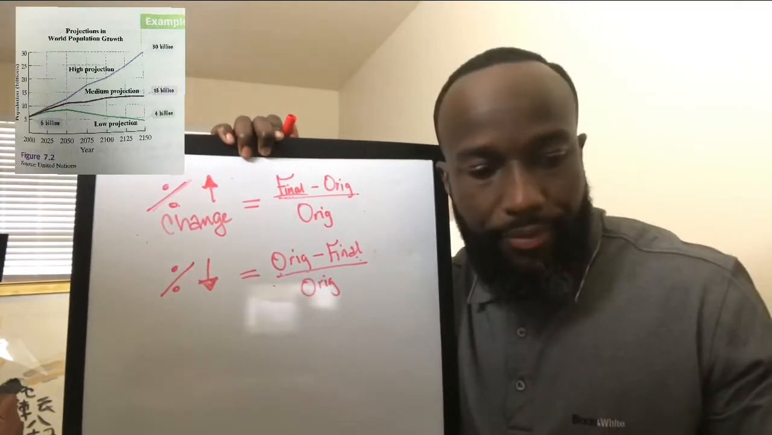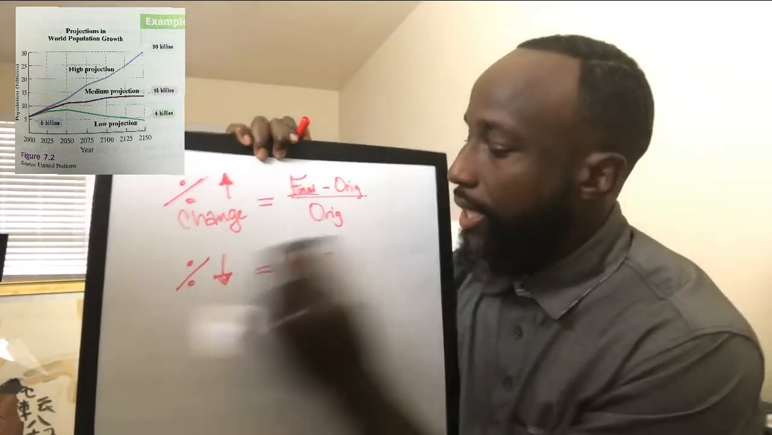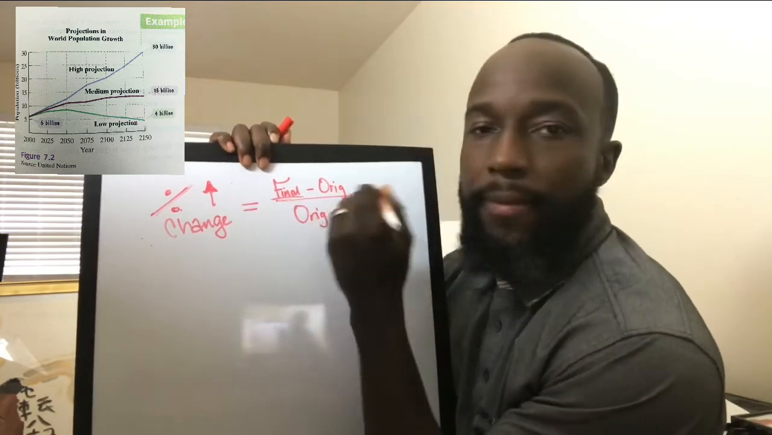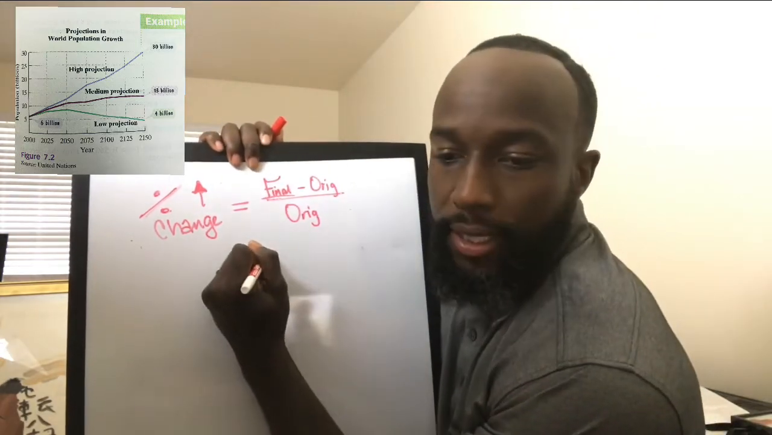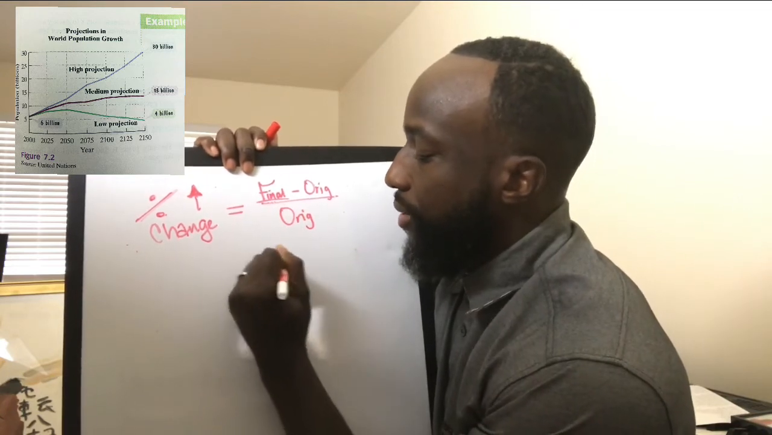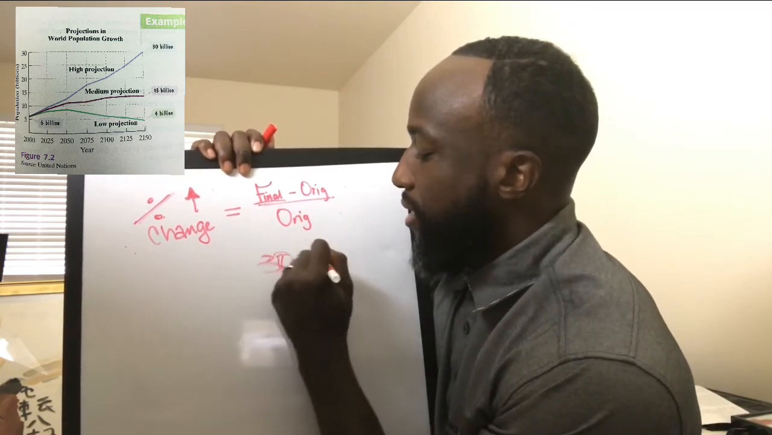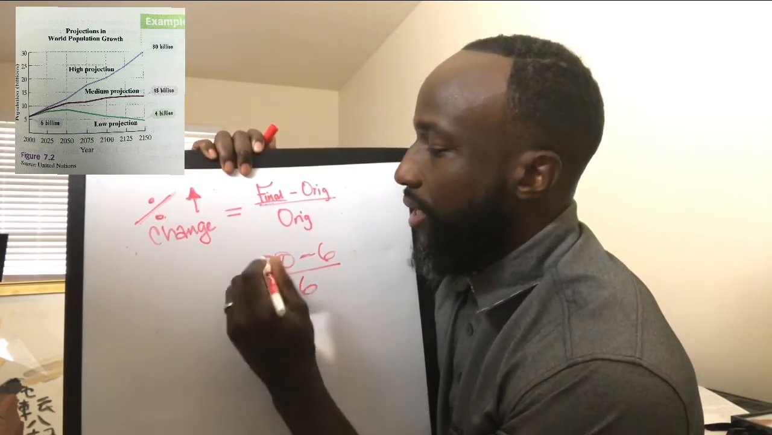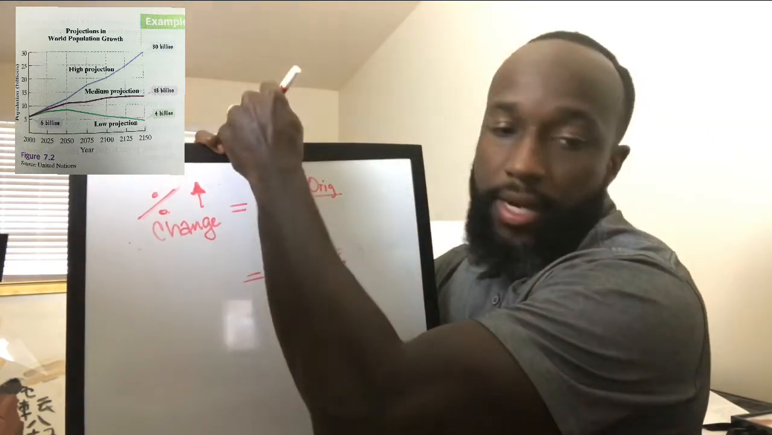Yes, we use the top because this is a percent increase, right? So percent increase says I've used the final amount minus the original. They said 30 billion, so we'll put these in terms of billion. So it'll be 30 minus 6, the original amount, divided by 6, right? That's going to give us our percent. All right, let's do it.